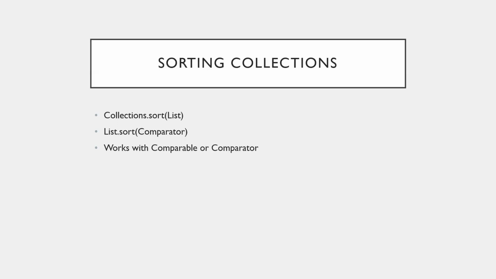When sorting collections, there are a number of methods we can use. The Collections class has a static method called sort, which takes in a list and sorts it. It can also take in as a second argument a Comparator, but we're going to see that soon. There's also a list.sort method that takes in a Comparator. These can work with Comparable or Comparator, but you're just going to have to see it for yourselves when we run the code.